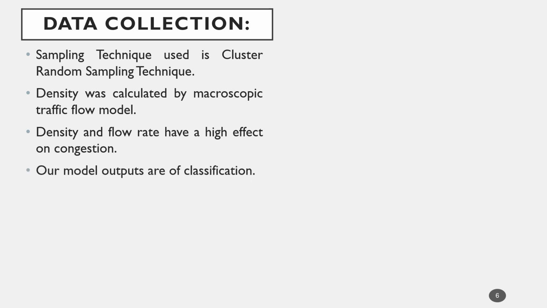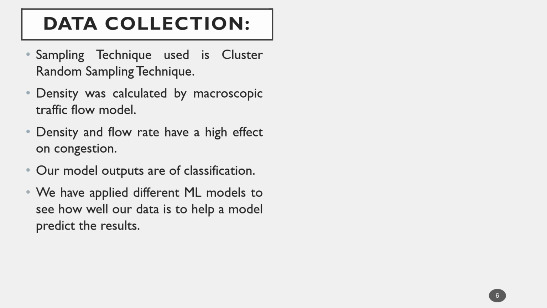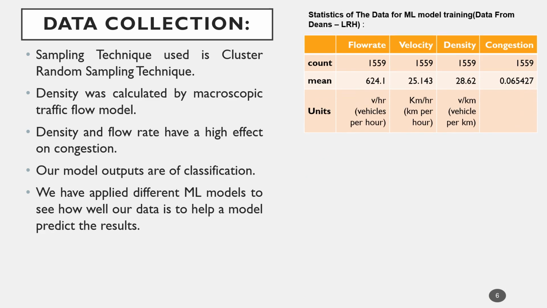Obviously, our model outputs are of classification, as the results are binary, where 1 is the congestion and 0 is the flow. We have applied different machine learning models to see how well our data helps a model to predict the results.